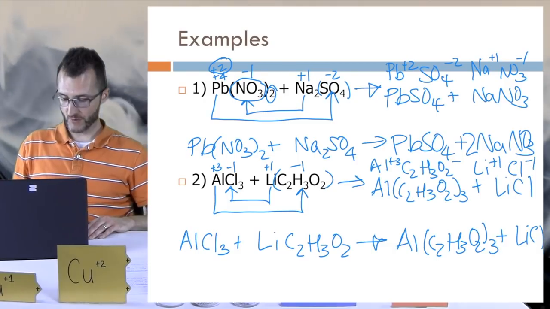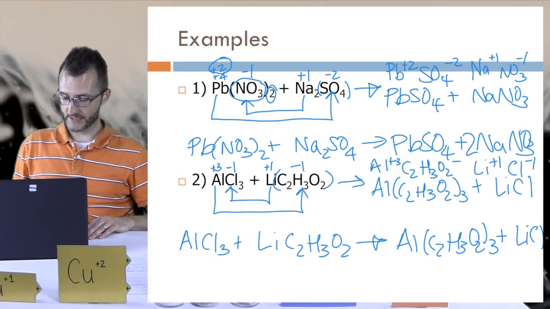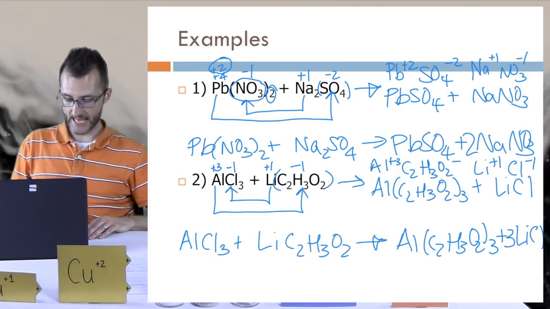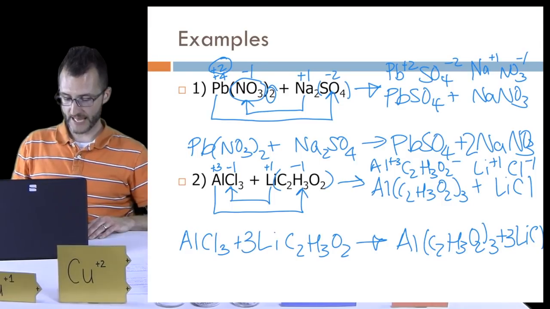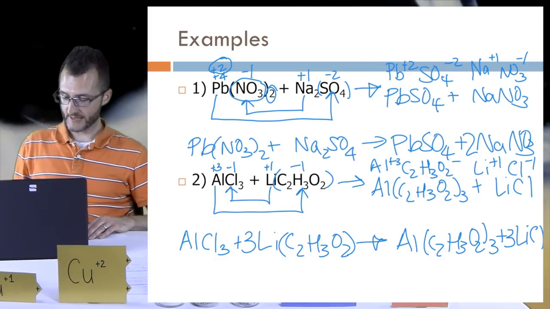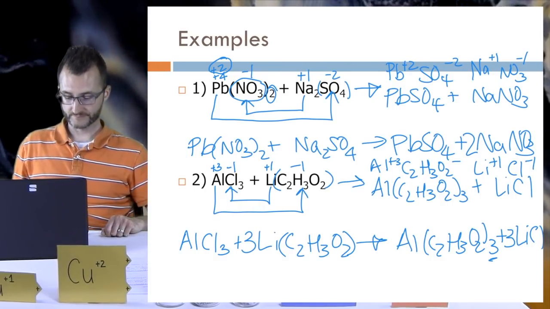one Al on the left, 1 Al on the right, 3 Cl's on the left. I've only got 1 on the right, so let me try a 3 here. Now I've got 3 Li's, so I need a 3 over here on the left. Now I have 3 of the C2H3O2 minus, and over here I've got 3, so I should be all set. We're all set. Good job.